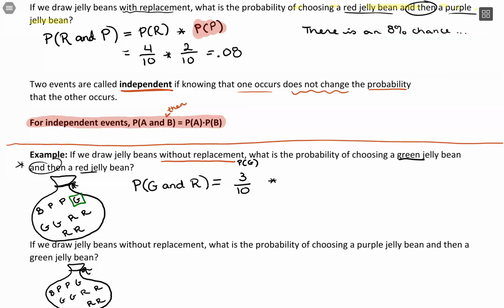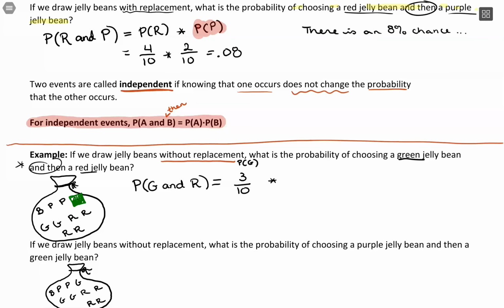When I go to my second one though, if this is without replacement, it's that I chose that green jelly bean and now it's gone. I ate it, it doesn't exist anymore. When I do that, the structure of the bag changes. I have 1 blue, 2 purple, 2 green, 4 red. So the number of green jelly beans changed. Also, my sample size changed, where I started with 10 jelly beans, now I only have 9.